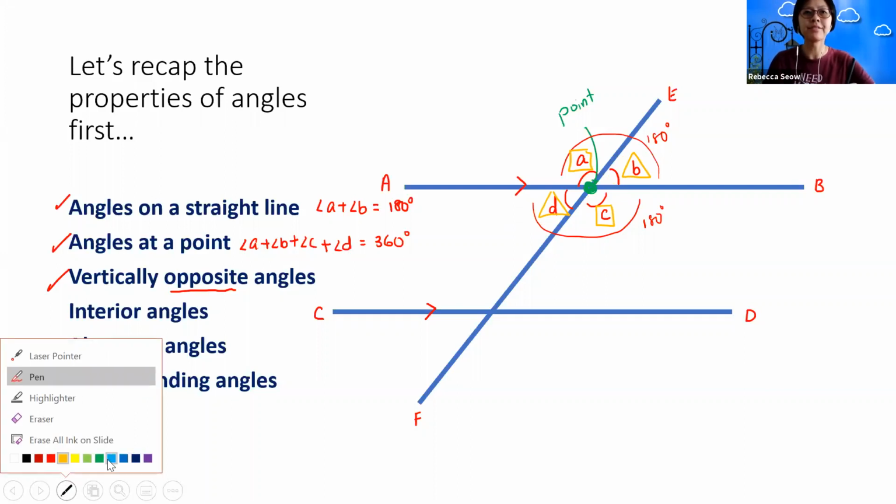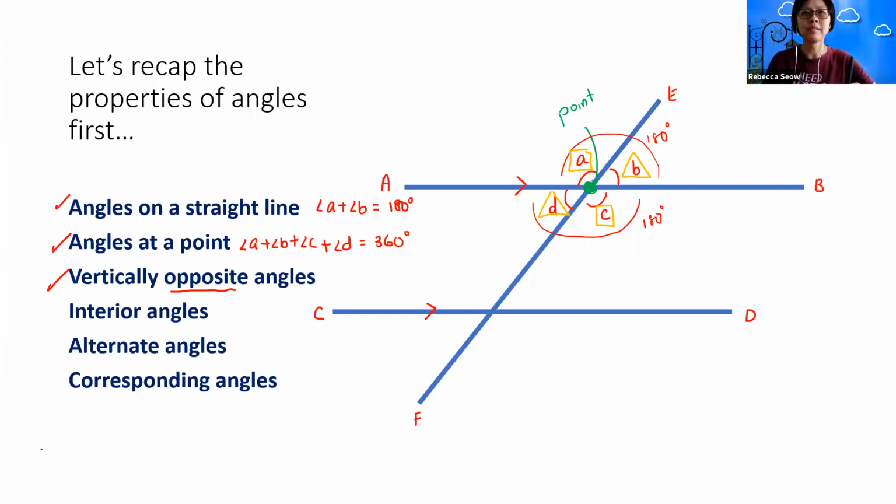Now, what can we say about these angles? Now, let's say if we were to assign angle A to have a degree of say 130 degrees. Okay, and bearing in mind that line AB is a straight line, we could find out the angle for B. B using angles on a straight line would be 180 degrees minus 130 degrees, and that will give us 50 degrees.